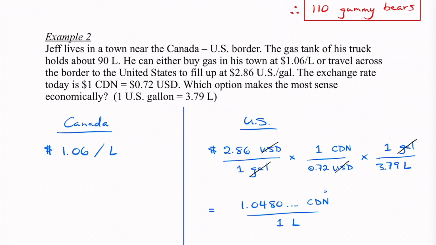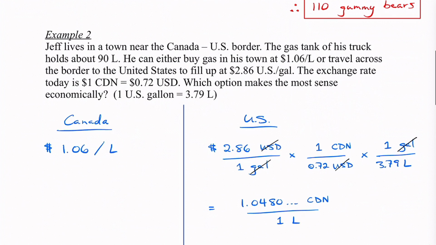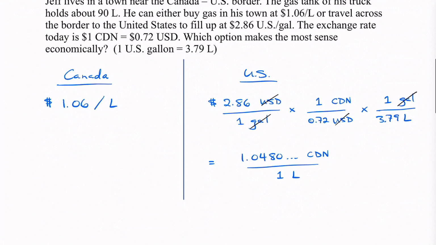And because this is money, right, and whenever we deal with money, we're going to need to round it, and it always rounds to 2 decimal places. So this is going to be 1.0, and then this 8 is going to round up that 4, so we're going to get 1.05, and this is Canadian dollars, so I'm just going to put Canadian dollars, and this is per liter.